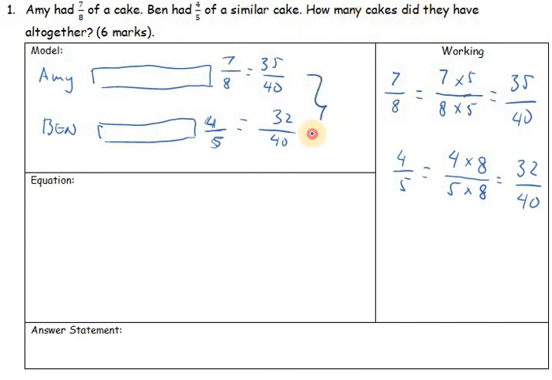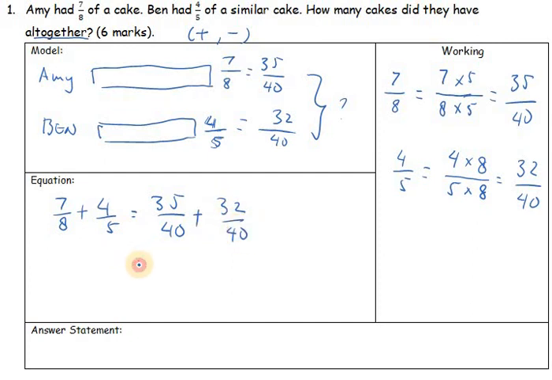All together means like this, right? I hope you know that the operations we can have over here are either plus or minus, and all together means you need to add up. So what we need to do here is 7 out of 8 plus 4 out of 5, and we have the same denominator, right? 35 out of 40 plus 32 out of 40, and the result over here is 67 out of 40.